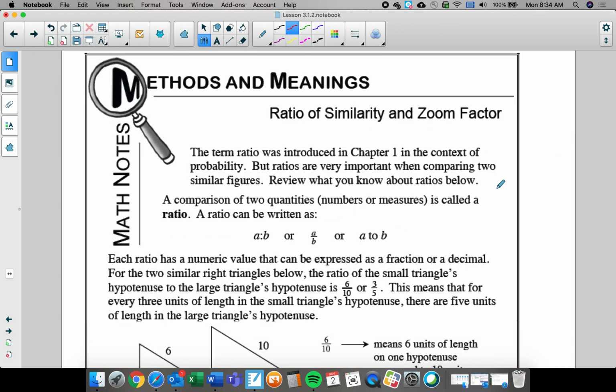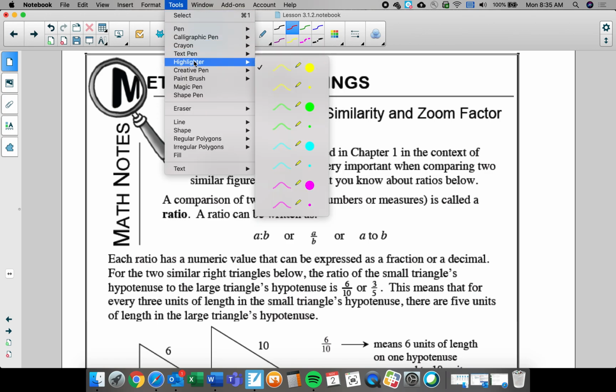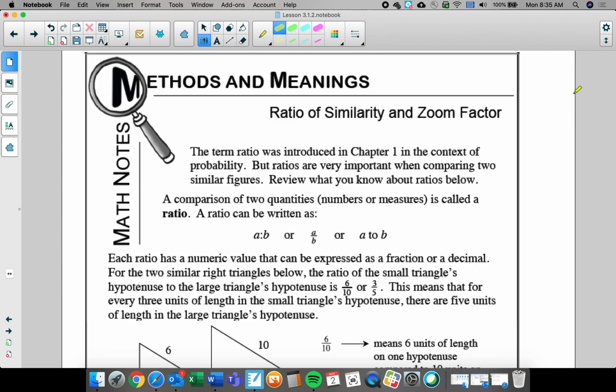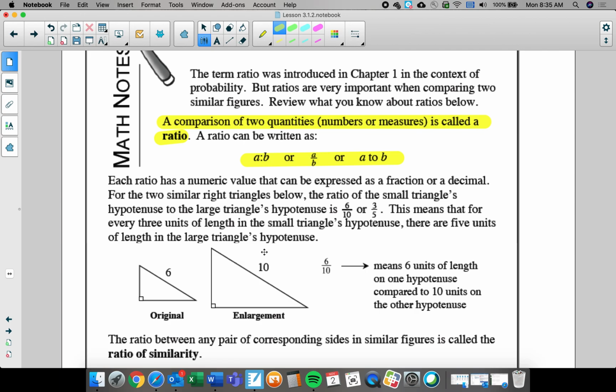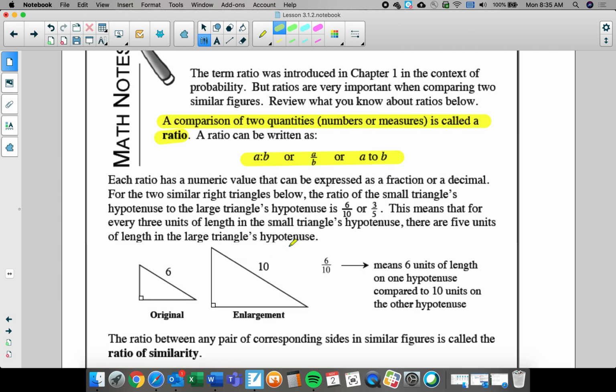So last thing that I have for you here, this is a math notes box just talking about ratios of similarity, setting up ratios, zoom factors. I'm just going to go through and highlight a few things. Other than that, this is a good kind of summary of what's going on. And so if we take a look, a comparison of two quantities is called a ratio, and there's kind of 3 different ways that you can go through and you can set those up. Notice, here's the idea that you have in terms of setting up the ratios.